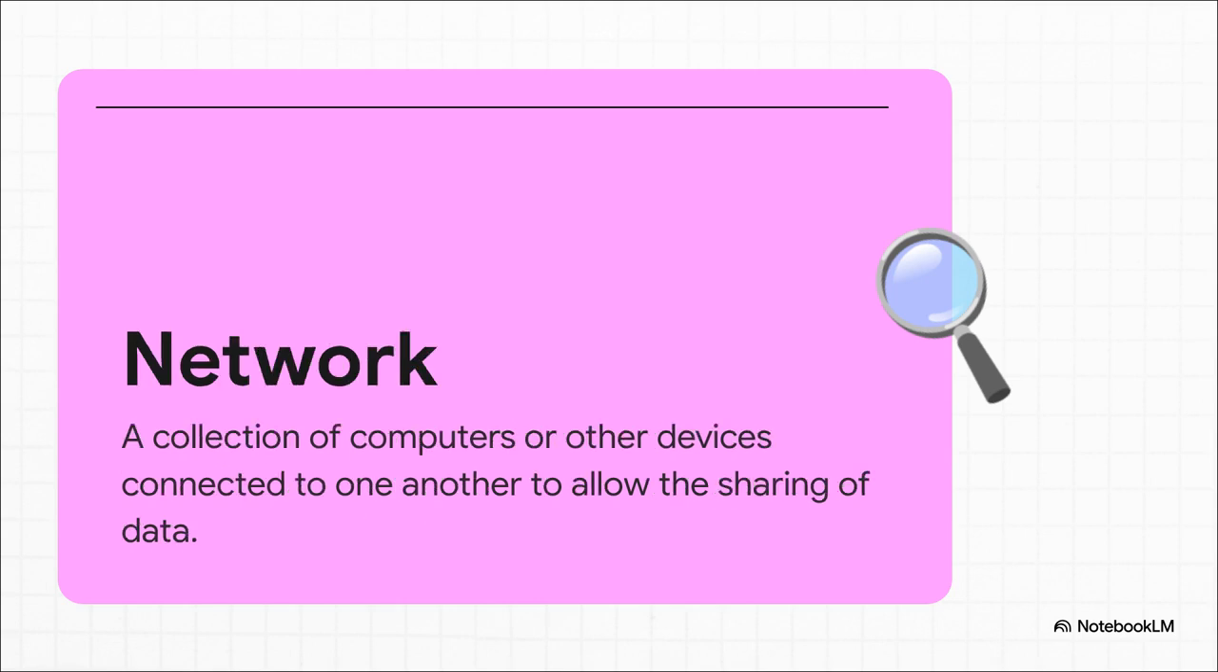So then what exactly is a network? Well, an easy way to think about it is like a team. All the members, or in this case devices, are connected so they can talk to each other and share resources. And the internet? That's just the biggest, most massive team on the planet.